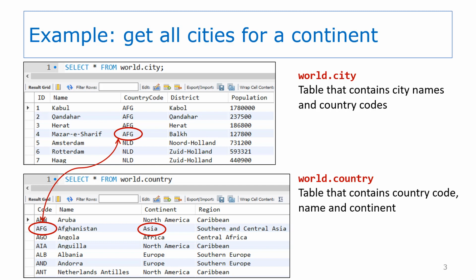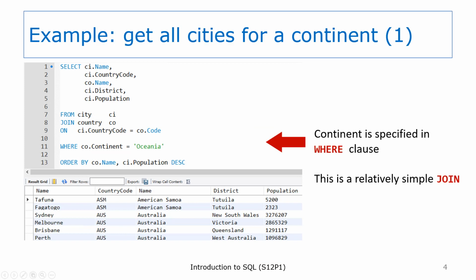As you can see in the upper figure, the city table does not contain the continent. However, the city table does contain the country code. Using the country code, we can go to the country table shown in the lower figure. The country table does contain the continent. Because we have a relationship between the two tables, using the country code column in the city table and the code column in the country table, we will be able to select cities based on the continent that their country is located in. The first technique that we'll look at uses a simple join shown here.